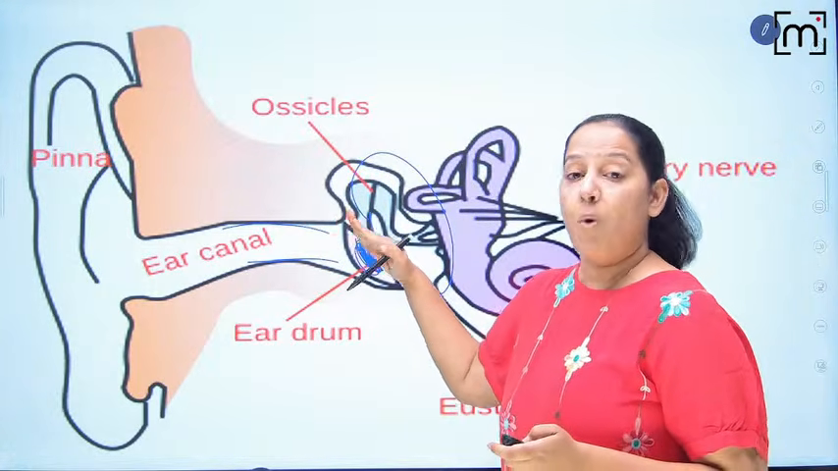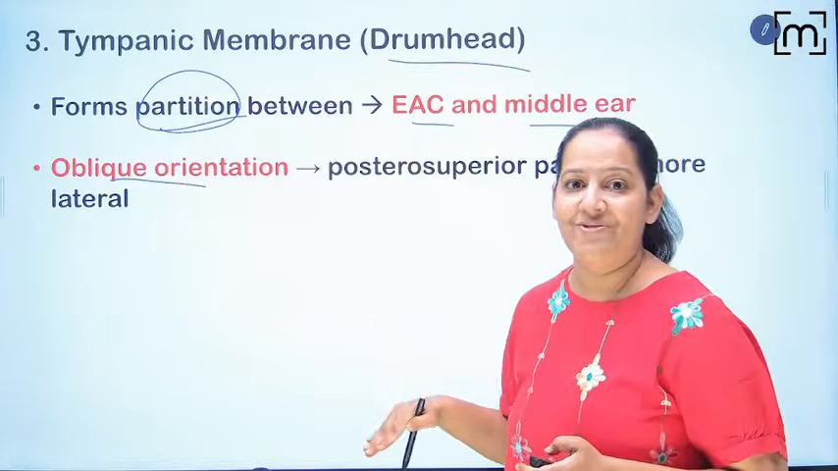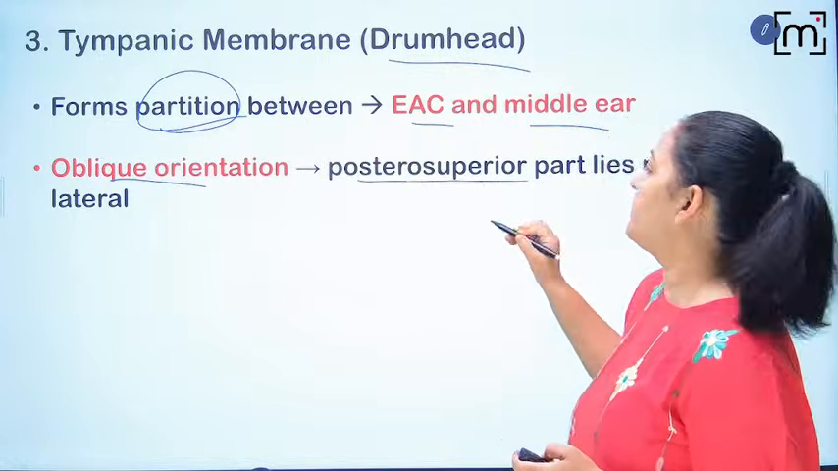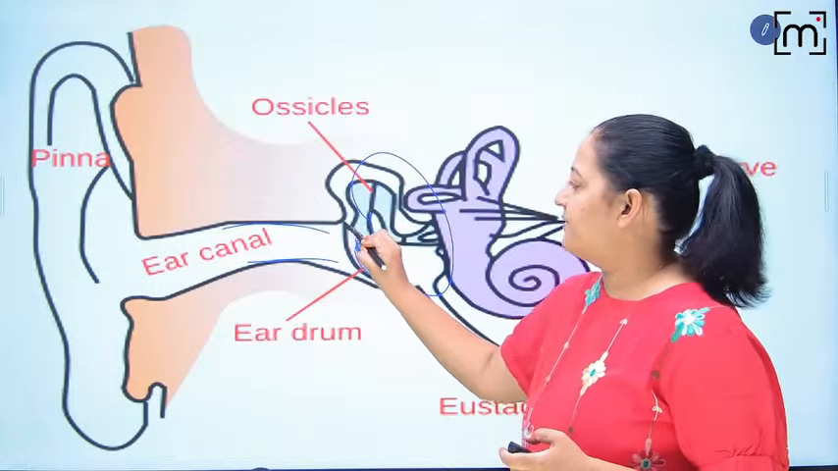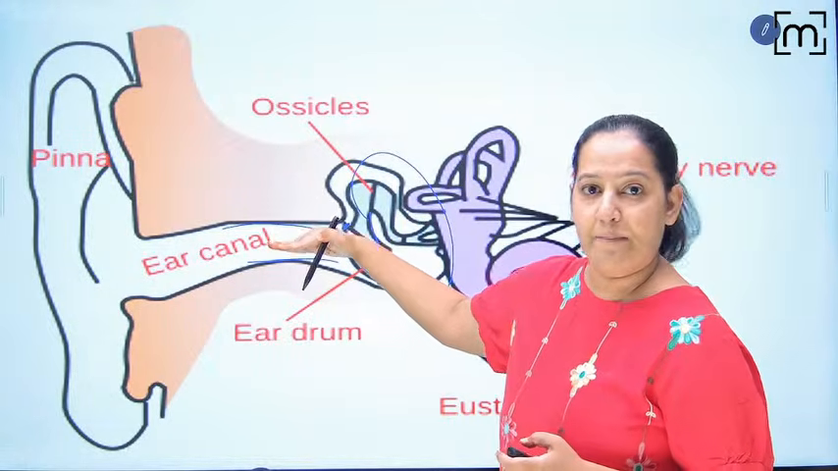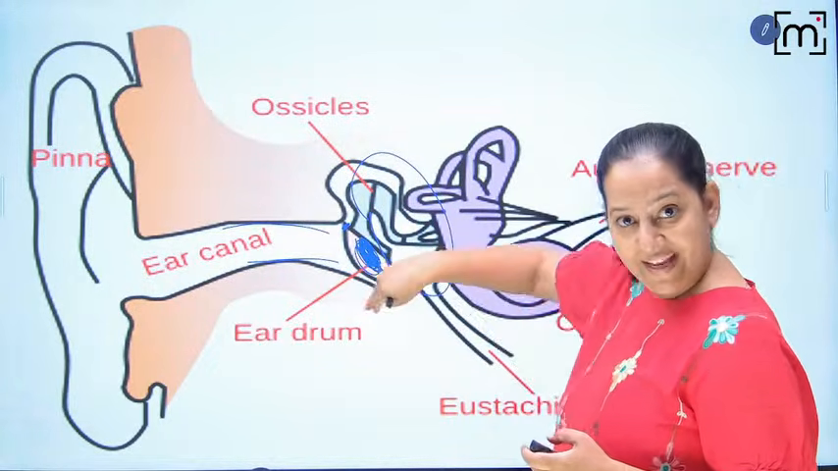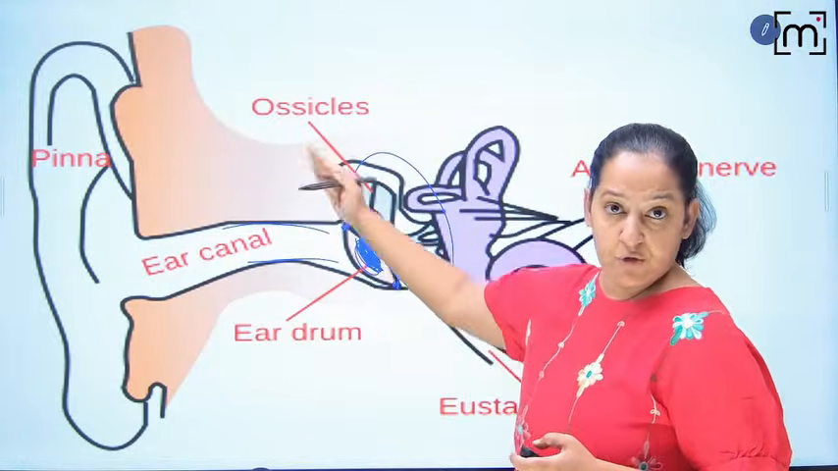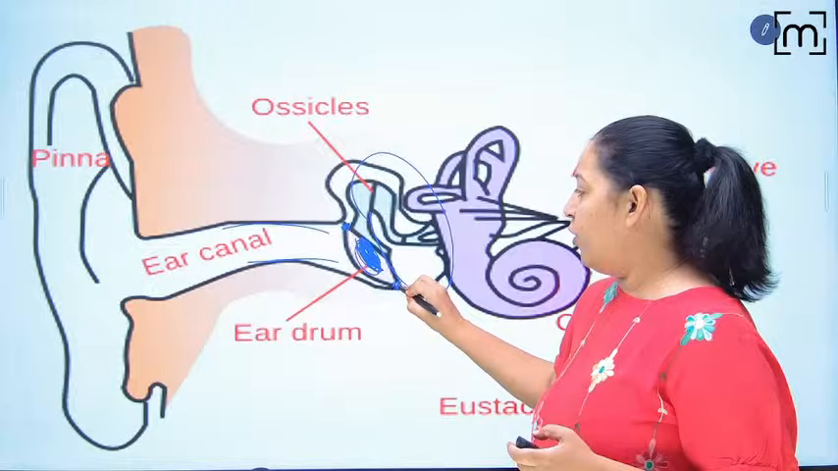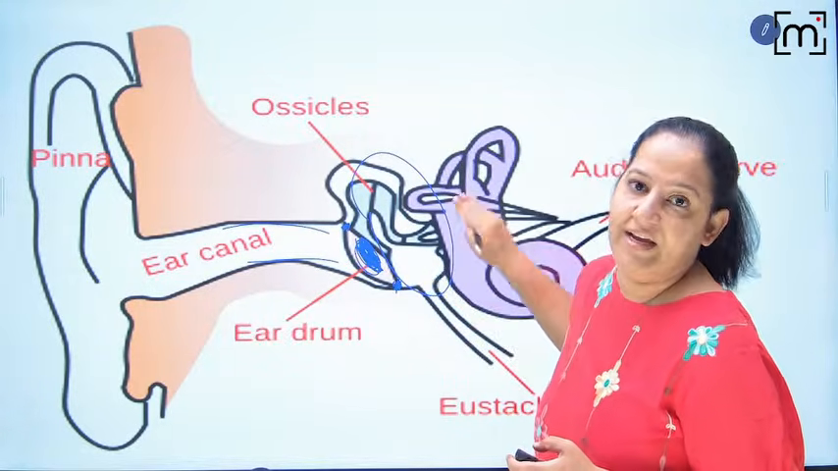It's oblique. So oblique means which portion is medial, which is lateral. So posterior superior portion is lateral. Can you see? This portion is coming outside towards the pinna and this portion is going inside towards the middle. So this portion is lateral. Okay, this is posterior superior portion and anterior inferior portion is going medial.